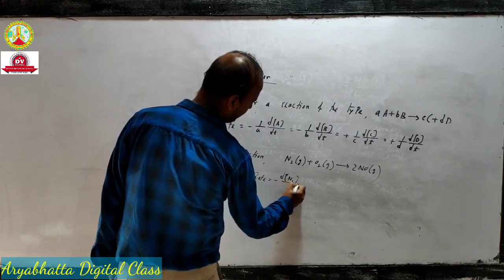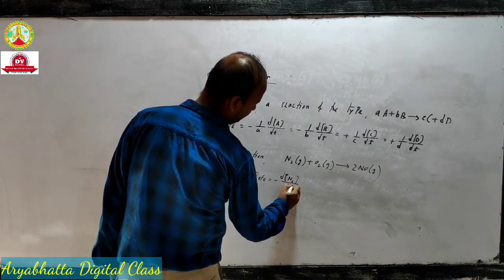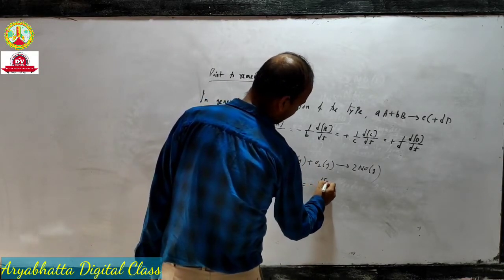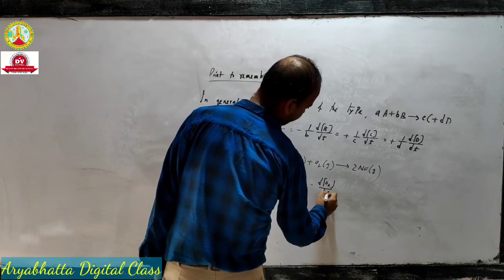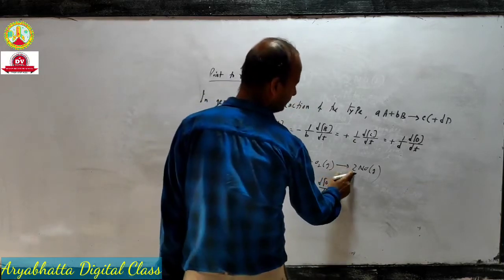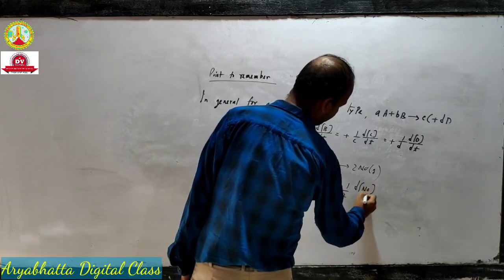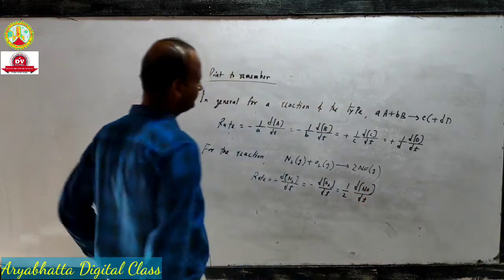So this will be dN2 by dt. This will be how much? This is 1, okay, this is dO2 by dt. And this will be 1 by 2 dNO by dt. Okay, please remember this concept.